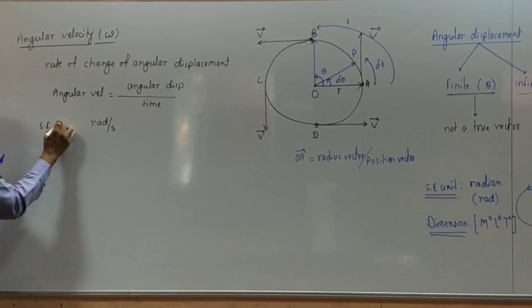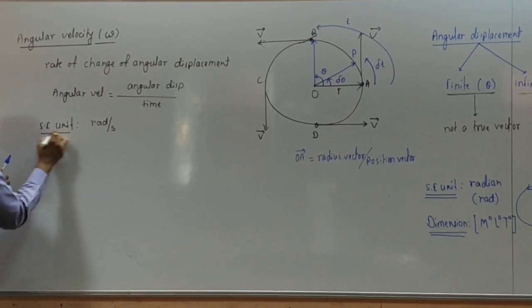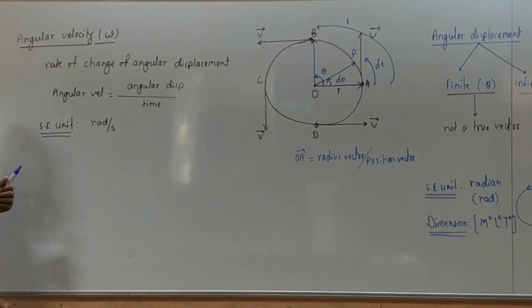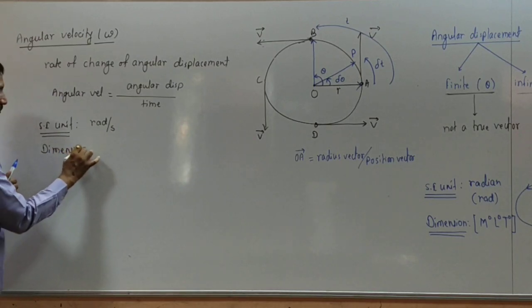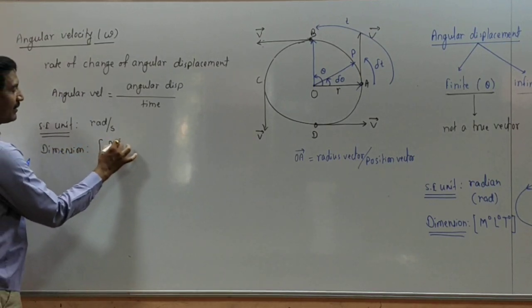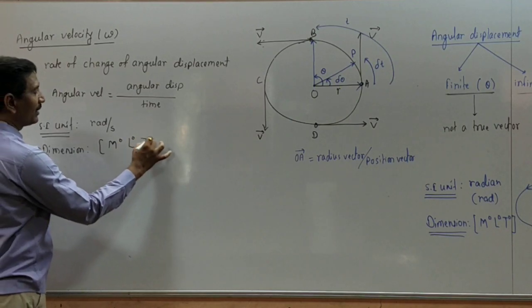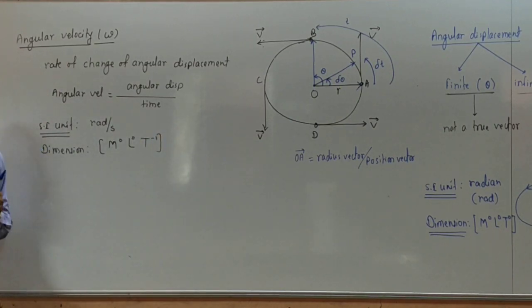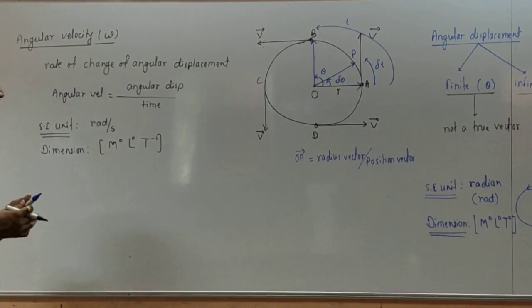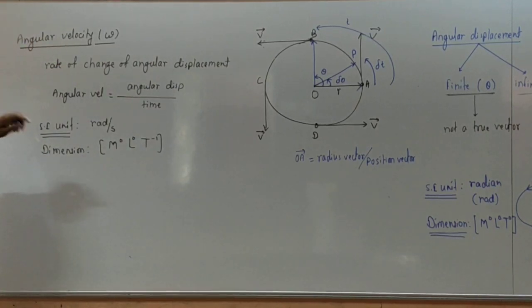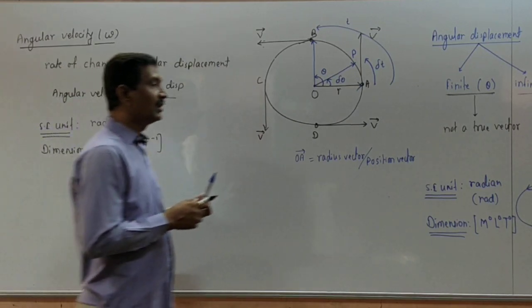SI unit of the angular velocity is what? Radian per second. And the dimension of the angular velocity is 0 in mass, 0 in length and -1 in time. Angular velocity is a vector quantity. And again, to represent the direction of angular velocity, we use the right hand thumb rule.